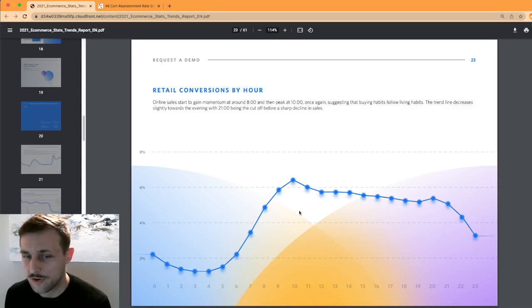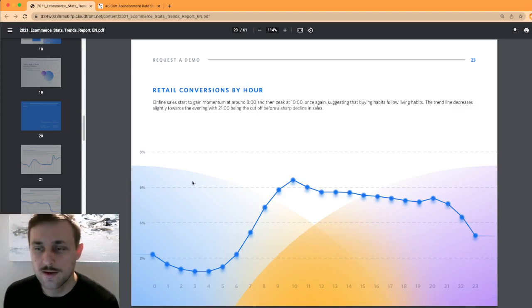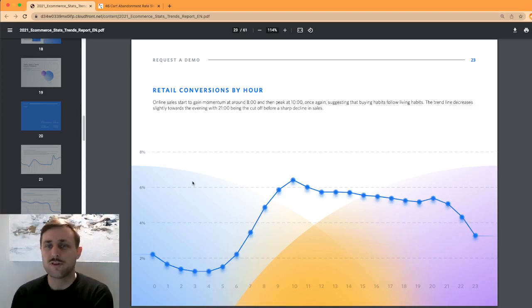So the earlier in the day after 8 is basically the best, and then it just goes downhill the rest of the day, but moderately, and it sharply falls after like 9 p.m., 10 p.m., then 11, and then the rest of the night is pretty bad in terms of conversion rates. So again, things to keep in mind. That's an interesting stat to look at.